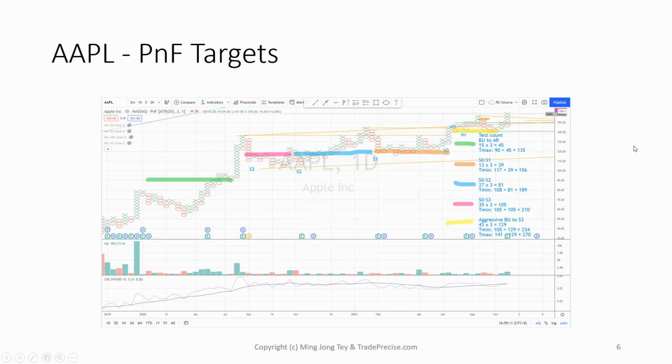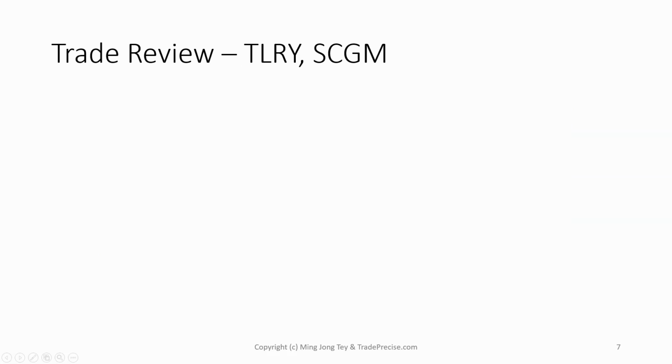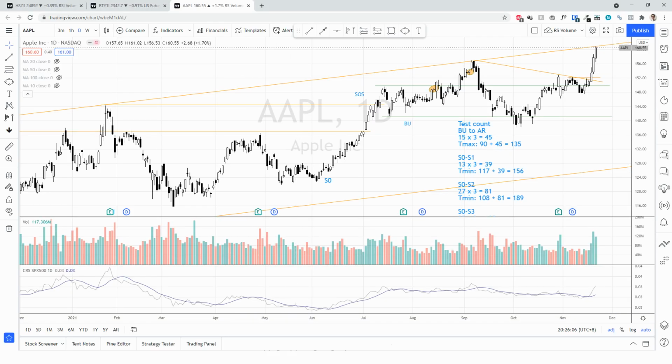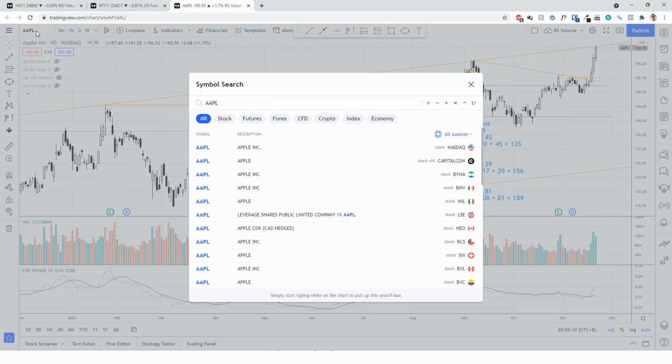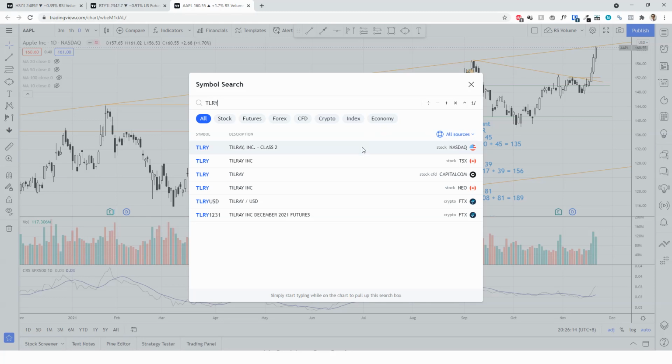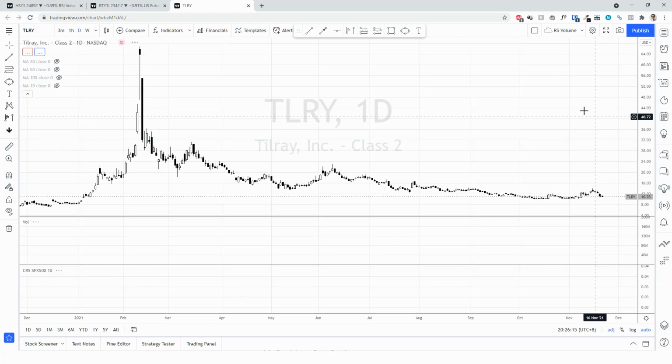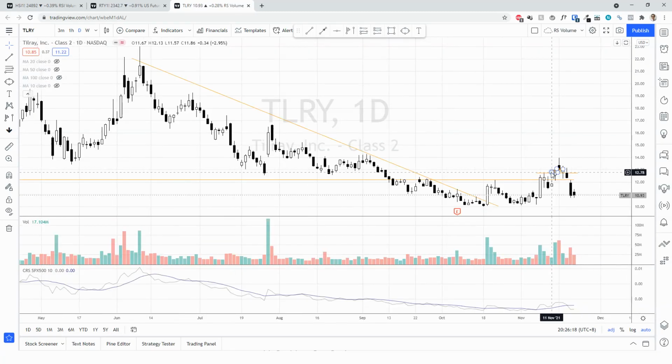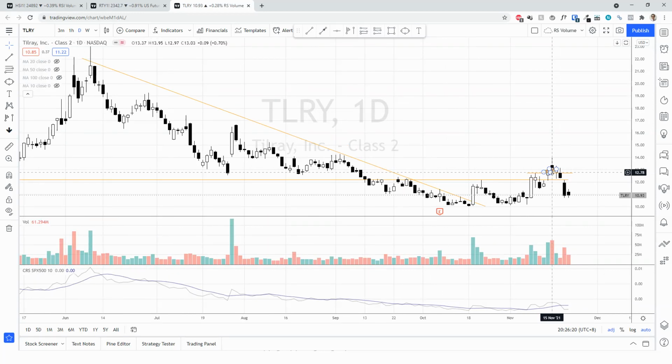Okay. All right. So next one, trade review. I talked about TLRY and SCGM last week. There is a point that I would like to convey here. So let's take a look at TLRY. Okay, so TLRY is a very speculative stock, as you can see from the price movement.